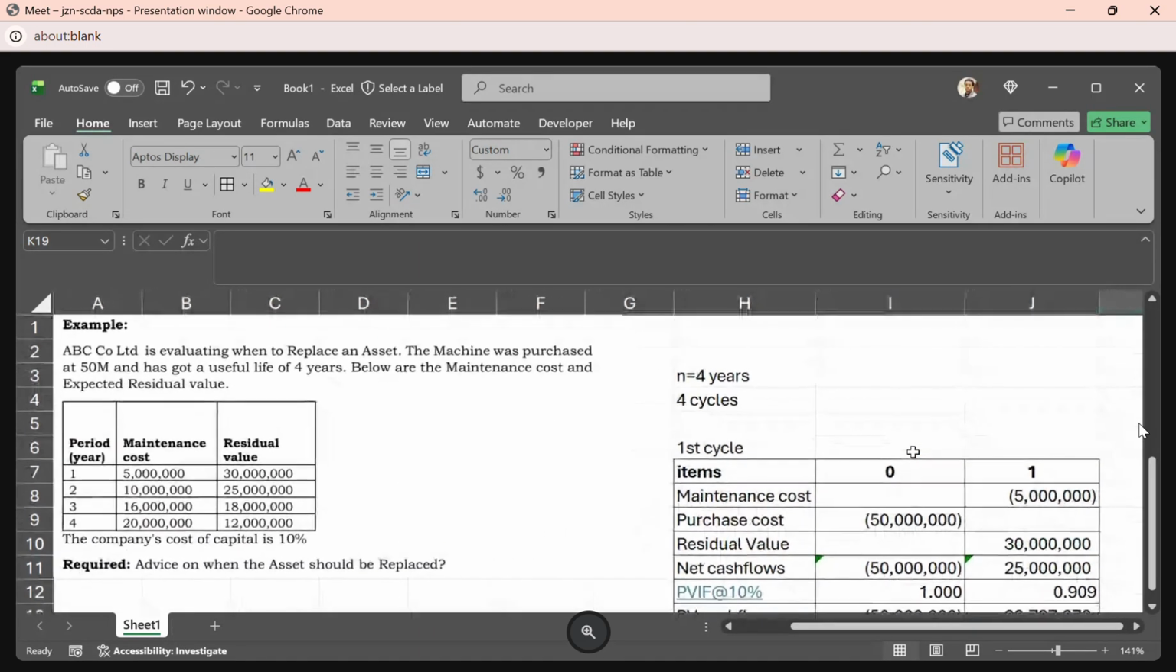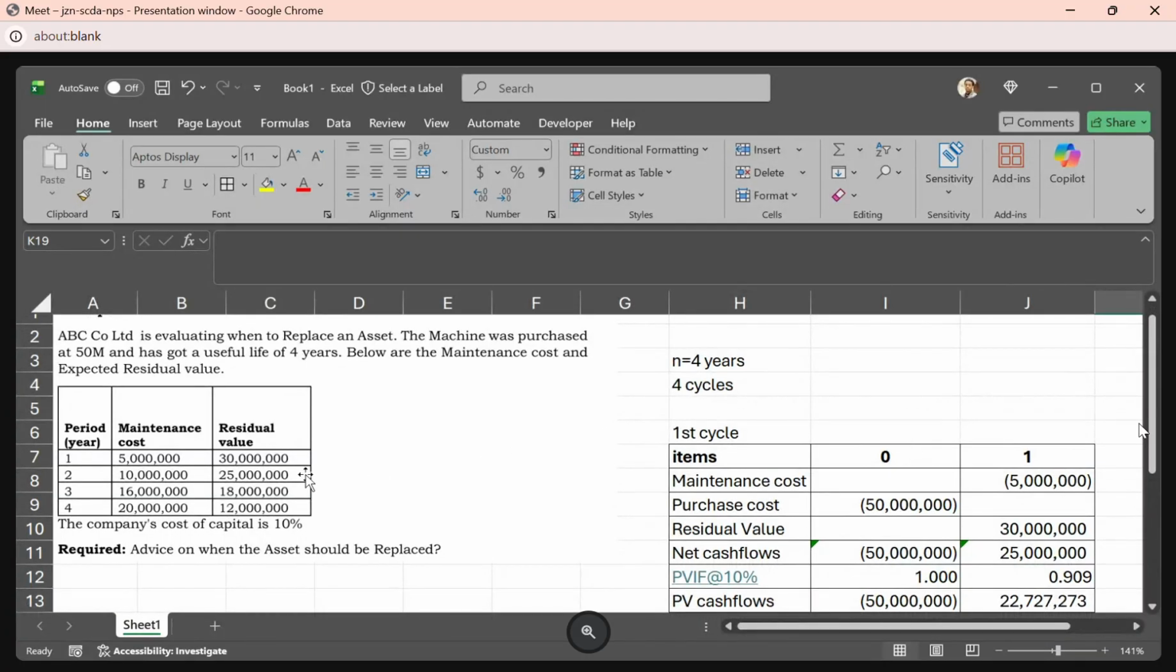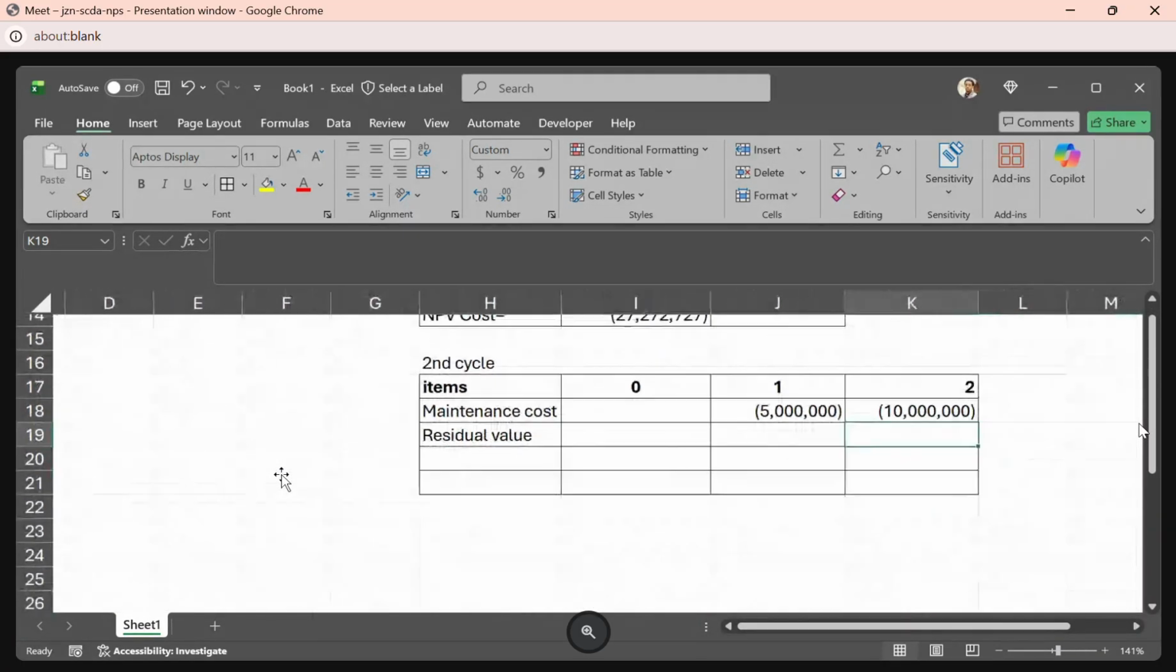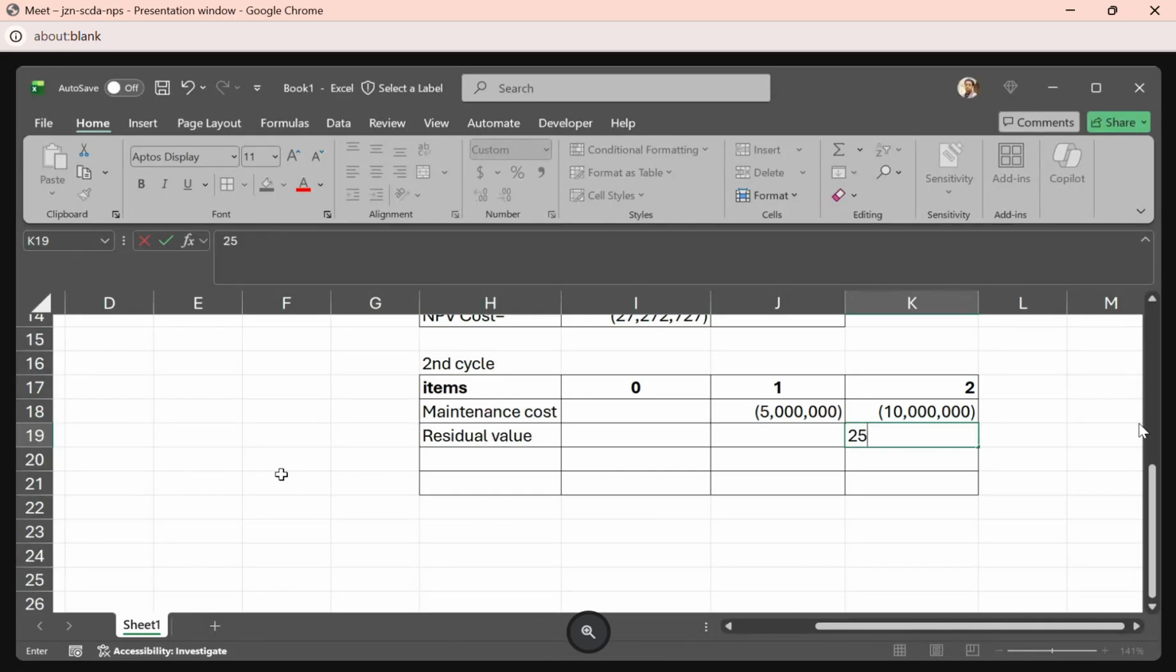And in the second year it is 25. You can put here 25. It is cash inflow. Residual value is a cash inflow. Then purchase cost, we have purchase cost. How much? It is 50 million. This is 50 million. Then we can have a net cash flow.